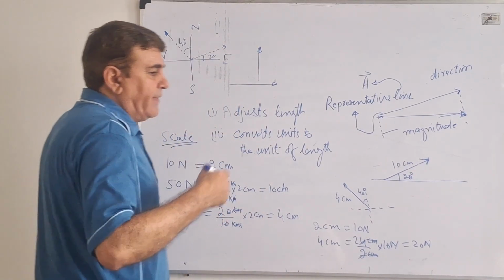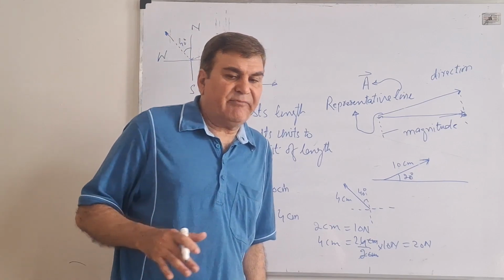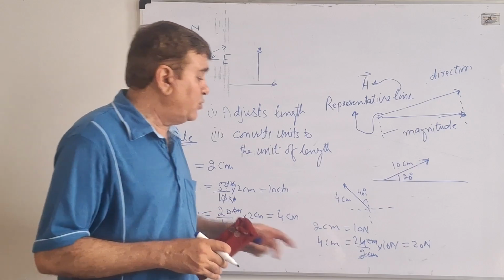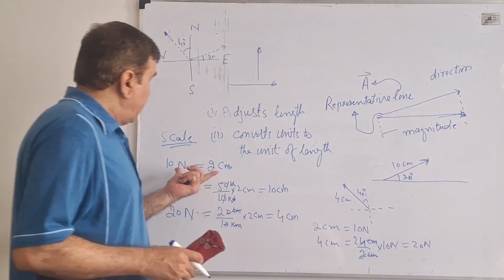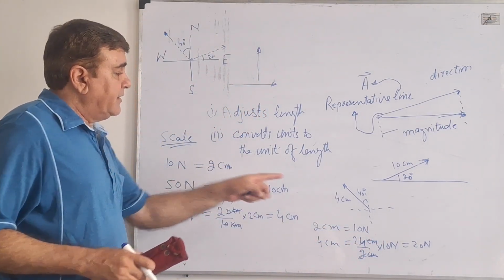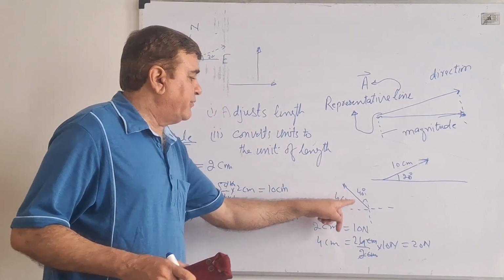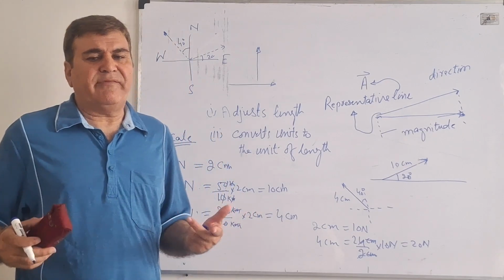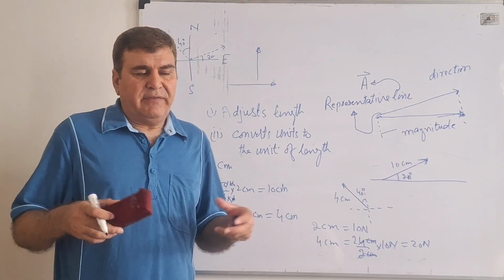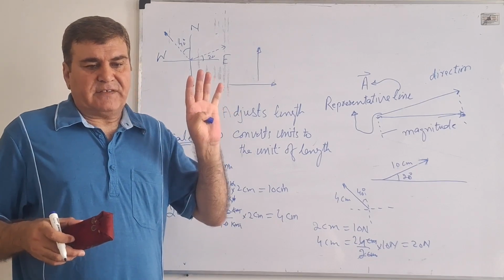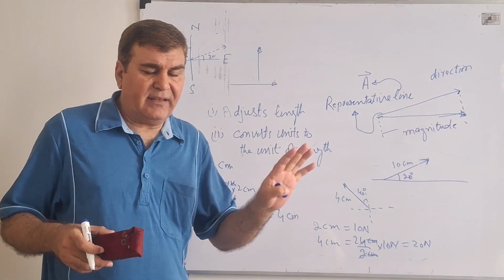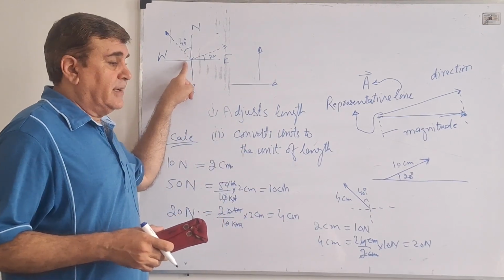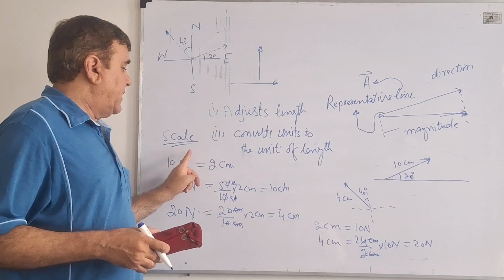So this way, at the end, we reconvert after graphical representation. If you want the answer in the actual units, we reconvert the lengths of the vectors into the given units as per the chosen scale. So this is how we use graphical representation. If I review it simply, we first consider the representative line, and the representative line is drawn according to the given direction and the given scale.